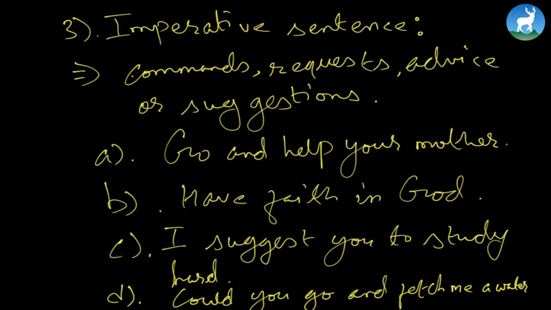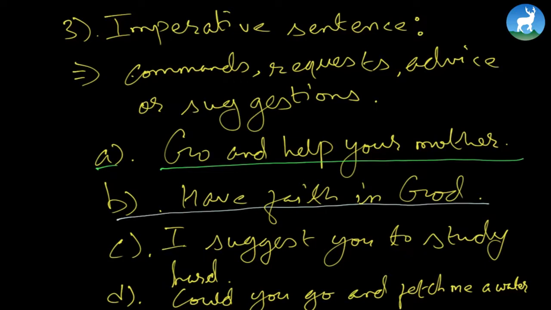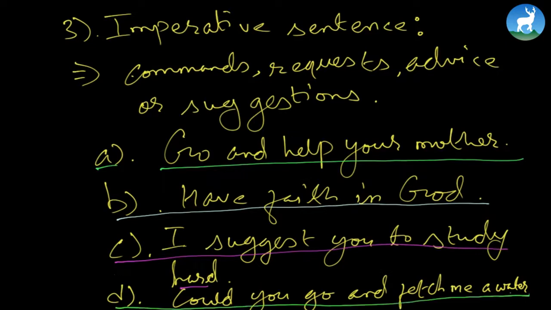Look at these 4 different sentences. Go and help your mother: we can understand this sentence as a command. Have faith in God: it's advice. And we have, I suggest you study hard: we can call it a direct suggestion. And finally, we have, could you go and fetch me some water? Which again deals with requests. So any sentences which express commands, requests, advice, or suggestions are what we call imperative sentences.